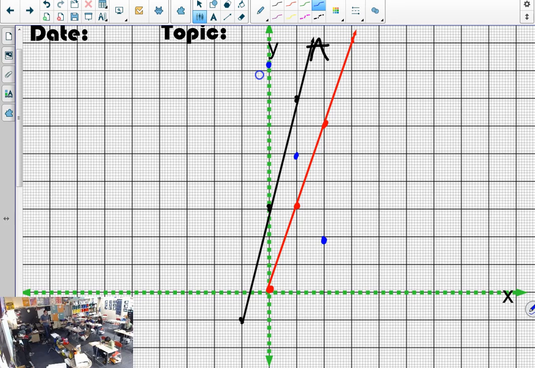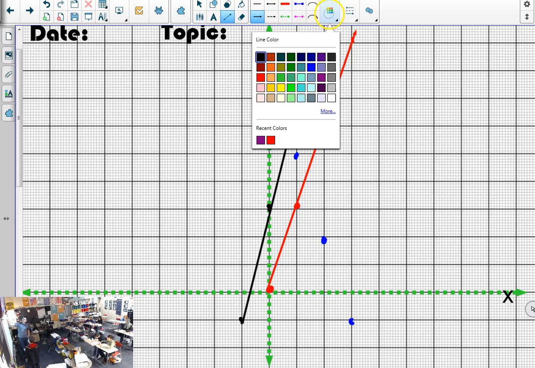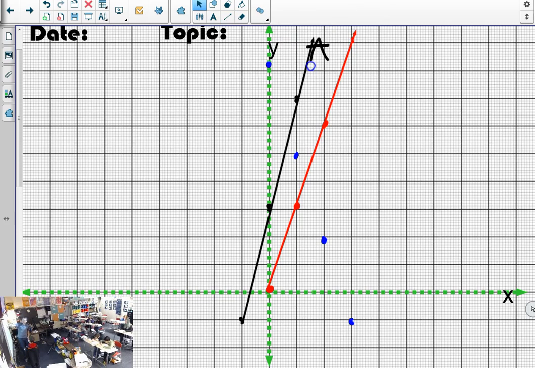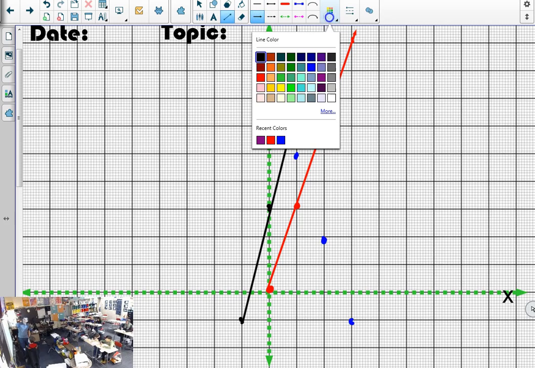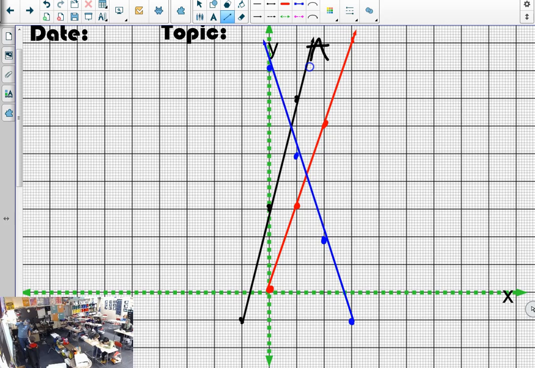Now, what do you notice about Alex's line that he's making compared to all the other lines that we've seen? It's going down. Why is it going down? Okay, we'll cheat. Make a straight line like this. Why is it going down? Thank you very much, Alex. Why is it going down?